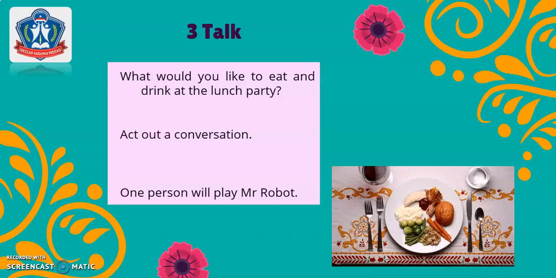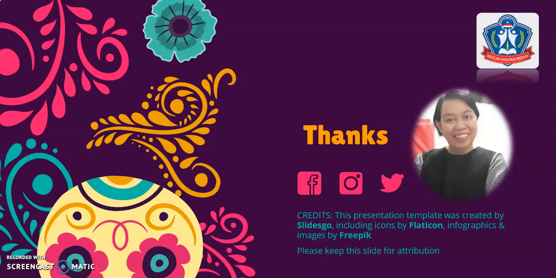For the third activity, I'm sure everybody will be excited to do this one. What would you like to eat and drink at the lunch party? Act out a conversation. 1 person will play Mr. Robot. So I will give you time to prepare for your speaking activity. Ms. Ida will be grouping you together during the Zoom meeting in the breakout rooms.